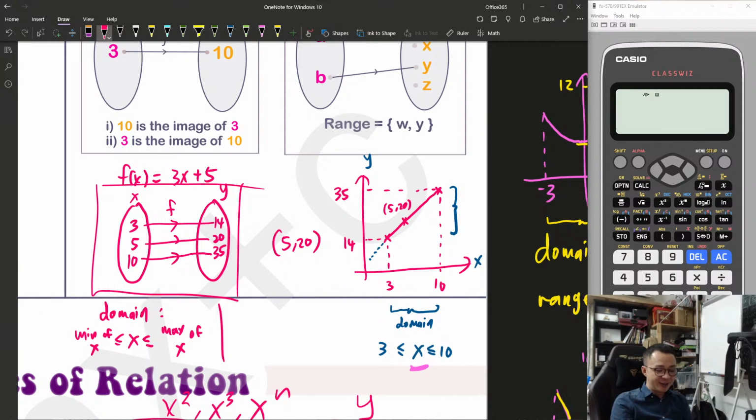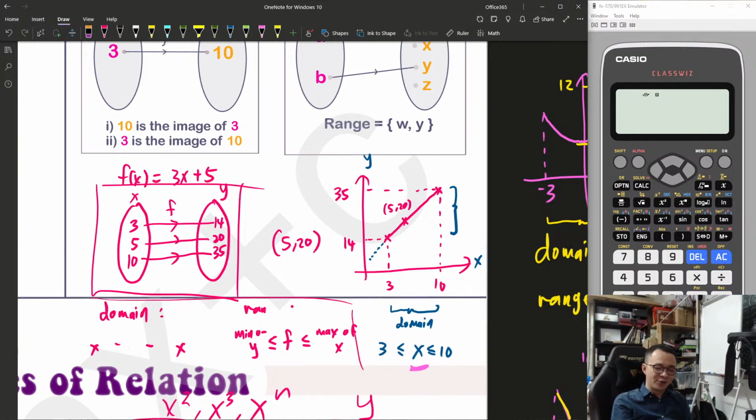So same idea, if they want me to write my range in the inequality form, I will take the minimum of my y value and maximum of the y value. But like I say, this is not always the case. Why? Because sometimes when you solve it, you might not be able to see the minimum or maximum. So this is just in some cases you can apply this.